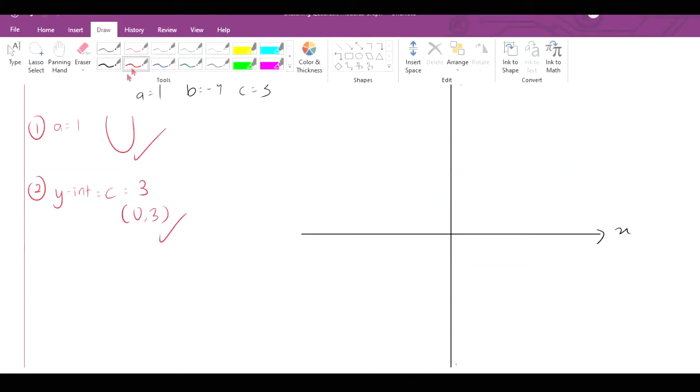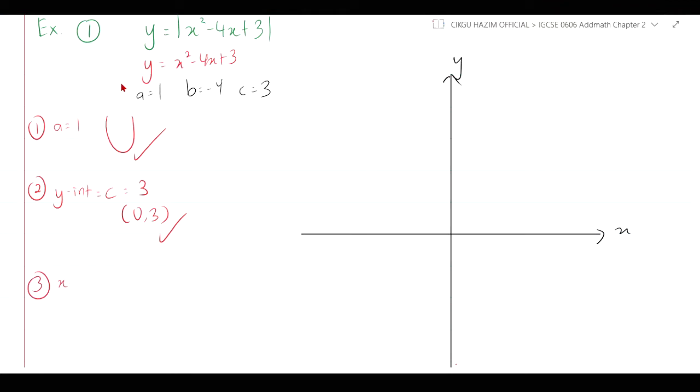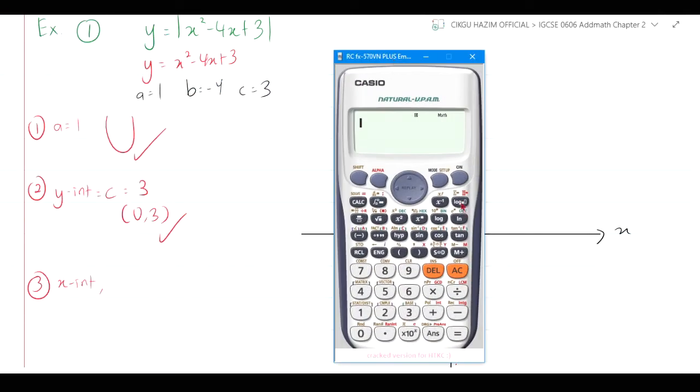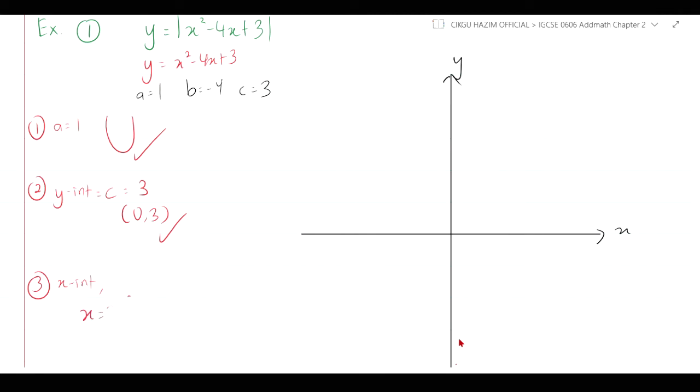Alright, now the third component is finding the x-intercept, but I always use the calculator. So refer back to the previous video on how to find the x-intercept here, and then from here you input the values a equals 1, b equals negative 4, and c equals 3. You're going to get that the x-intercepts are 3 and 1. So x equals 3 and x equals 1. That means the coordinates here are (3, 0) and here (1, 0). Then we're done with the x-intercept.